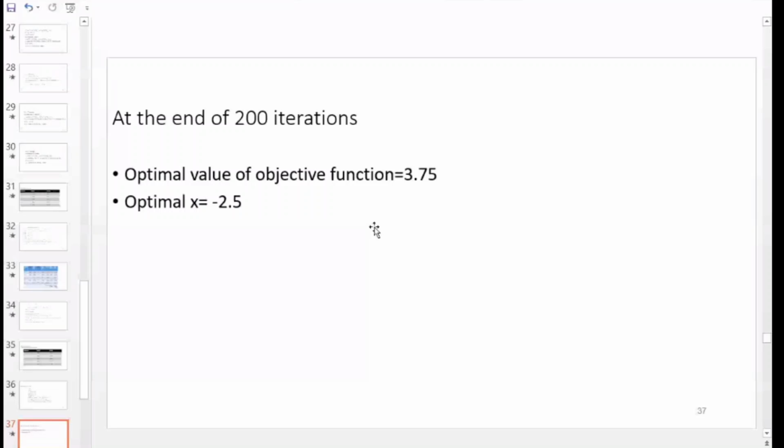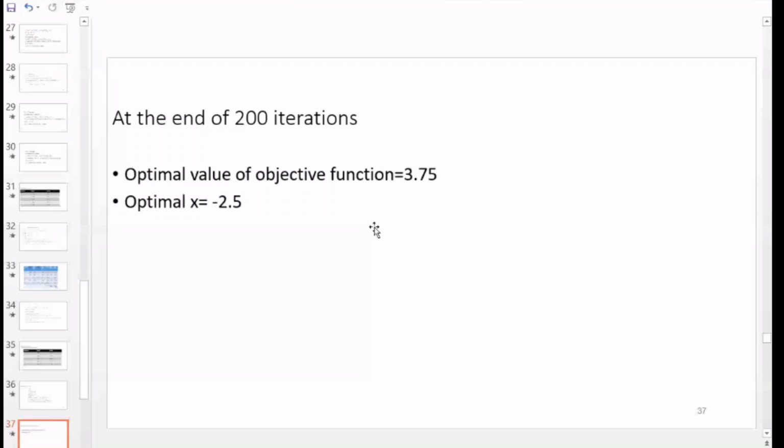Okay, so now the question arises, up to how many iterations should we carry out the simulation, right? So the convergence criteria tells us up to how many iterations we have to do the calculations.